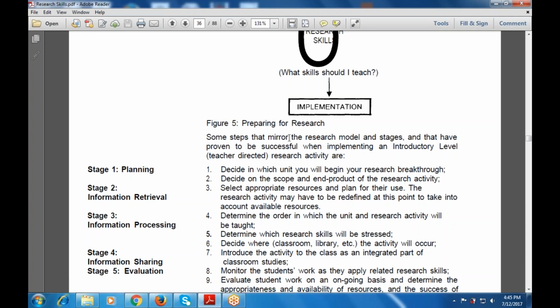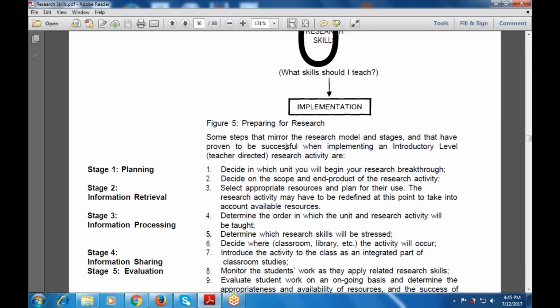So here are some steps that mirror the research model and its stages, and that have proven successful when implementing an introductory-level, teacher-directed research activity. First is stage 1, planning. Decide in advance, before you begin your research, on the scope and the end product of the research activity. What is the end product? What is the scope of the research activity?